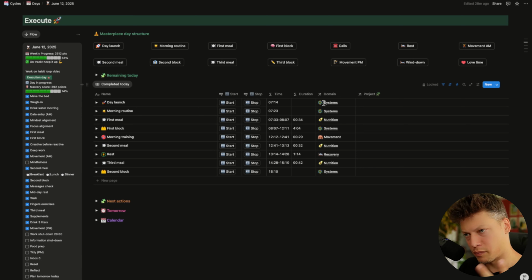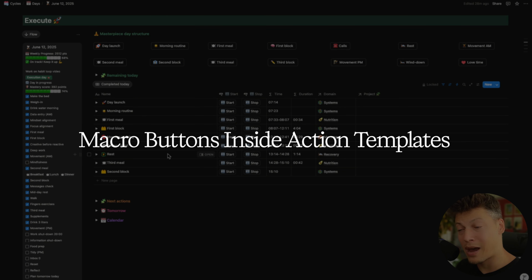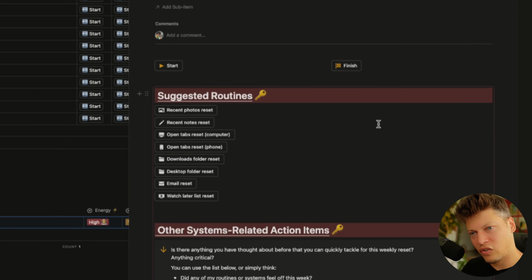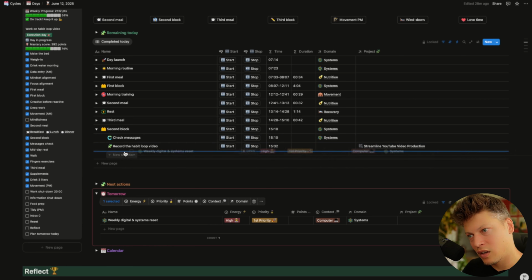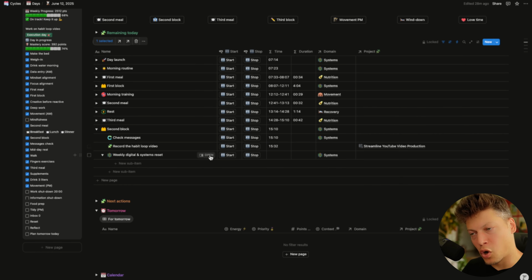The second way of easing your execution is having that checklist in the form of macro buttons that exist inside of templates. If we look into my weekly digital reset, you can see that it already comes preloaded with specific suggestions for the sub-actions. Now, none exist yet, so they're not created automatically. But if I move this item here, let's in fact do this, then you can see that there are no sub-items.